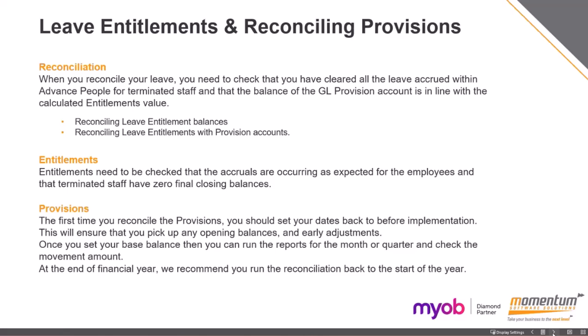The second step in reconciling the payroll is to make sure your leave entitlements and provisions are correct. So we need to make sure that all your entitlement balances at the end are correct and they all are accruing to the provision accounts if you have set up the provision accounts. So entitlements need to be checked, that the accruals are occurring as expected for the employees, and also that terminated staff have zero final closing balances.